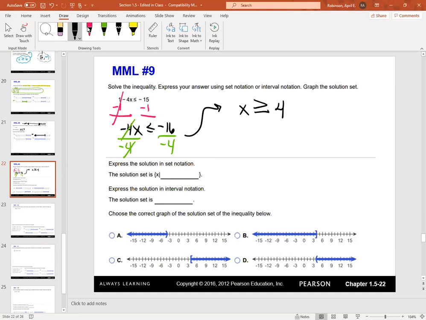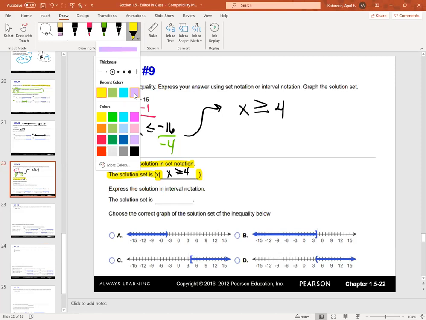And then it says they want all three ways to write this. Express the solution in set notation. So this is set builder. They already have the braces for you and the x such that, all you're going to have to do is type in x is greater than or equal to 4.